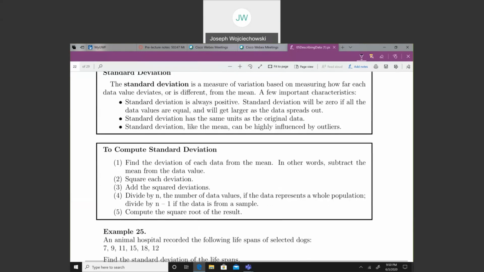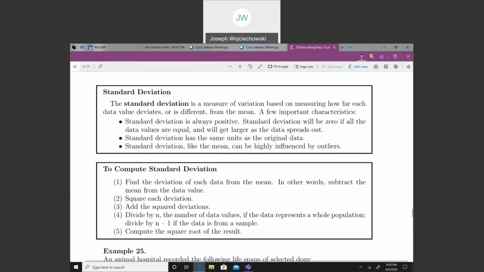Okay, so next we get into the biggie. If you intend on going further in statistics, this is one that you will definitely want to know how to do. Standard deviation is a measure of variation based on measuring how far each data value deviates or is different from the mean. A few important characteristics.